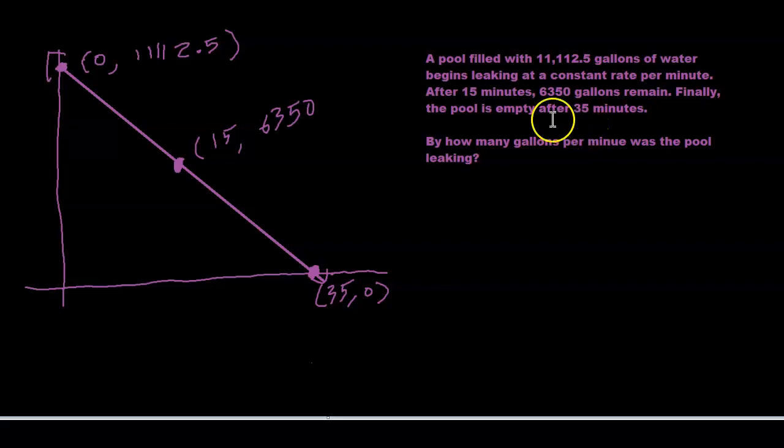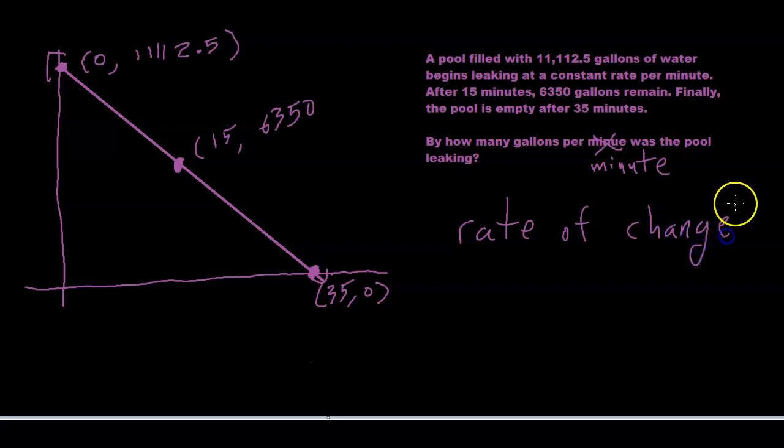Darn it, that is not spelled right there, is it? How many gallons per minute is the pool leaking? That means what is the rate of change? We want to find the rate of change of this linear function, which also means we want to find the slope of the line that we use to represent this linear function.